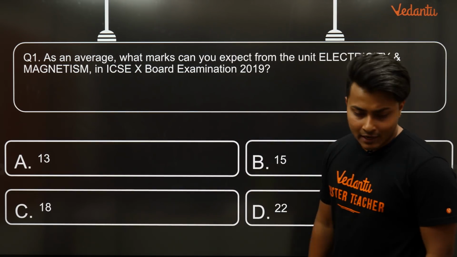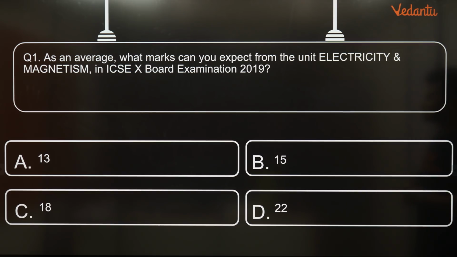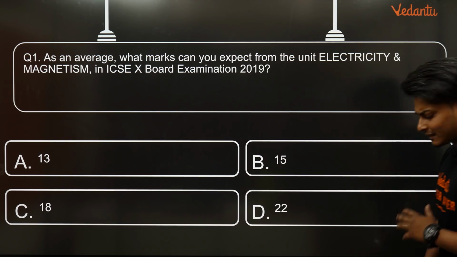Here is a question which I would like all of you to think about and answer, a very simple one. On average, what marks can you expect from the unit electricity and magnetism in the ICSE 10th board examination 2019? The unit has almost 3 chapters: number 1 electric current, number 2 electromagnetism, number 3 household circuits. Including all these 3, how many marks do you think? 13, 15, 18, 22? I'm going to give you exactly 10 seconds to answer this.